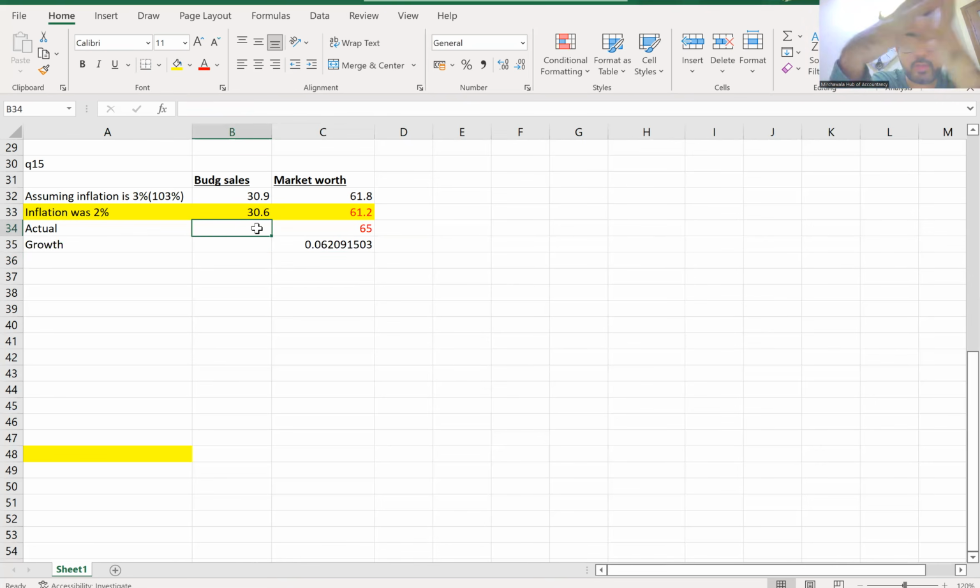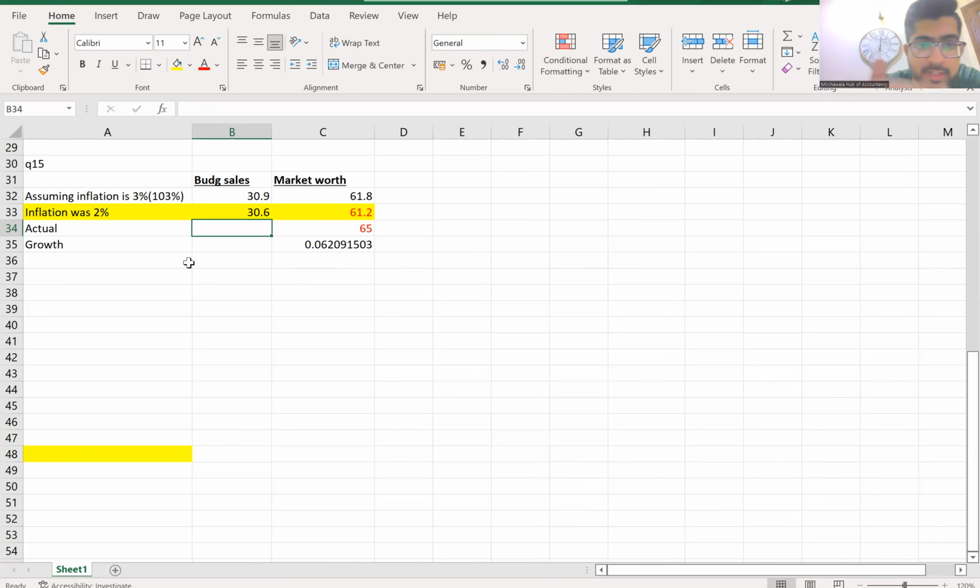Okay. Now, what should be the budget for sales? Actually, what sales revenue figure should we use? Now, your budget was 30.6 million. Initially, it was 30.9 and 61.8, but you assumed that inflation is 3%. They were made at 103. But inflation was 2%, so you updated your budget at 102% and the market. Actually, market was 65. That means it's up by 6.2%. So what figure should we use for sales?